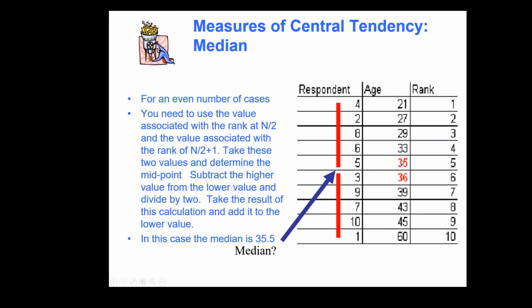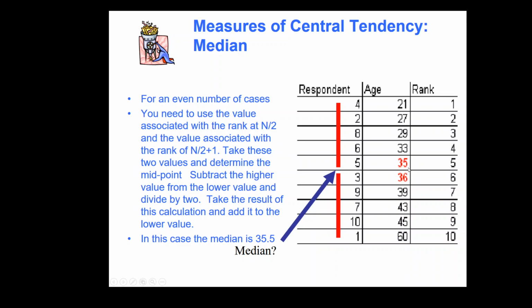Things get a little trickier if I have an even number of cases. This way, I have 5 youngest ranked 1 to 5, and the 5 oldest ranked 6 to 10. So I don't have a specific median age. The median is basically between the first block of 5 and the second block of 5. So in this case, I need two ranks.